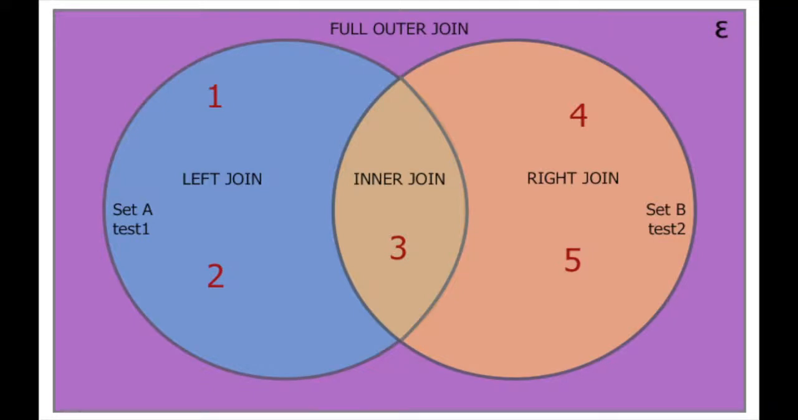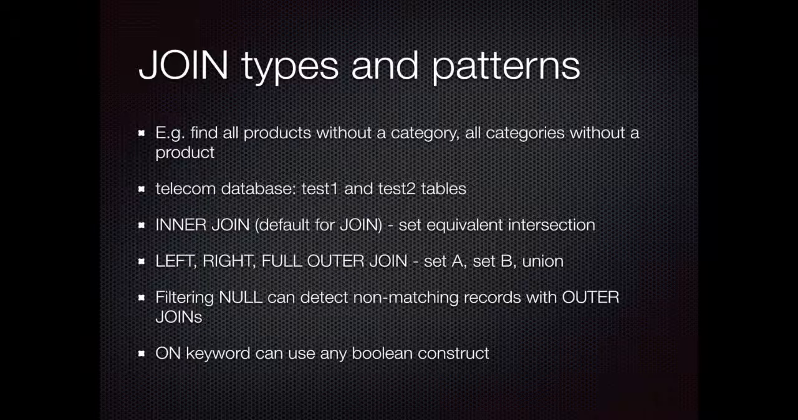Fantastic. Oh, well. So, yeah, left join, as I said, set A, right join, set B. Full outer join is the union. When you're joining between tables, you will get disjoints. You can filter on nulls, which are created when you have records that don't match, to try and find records which aren't in one table that are in another, for instance.